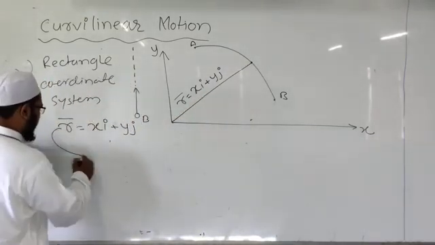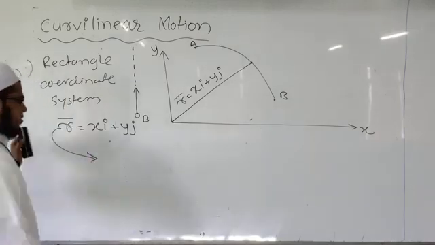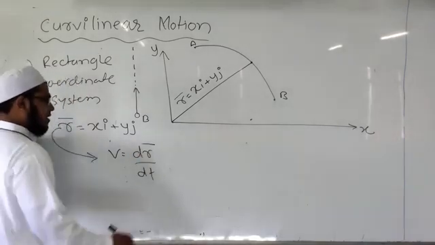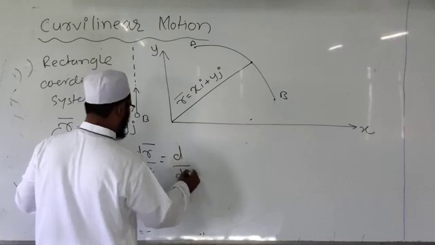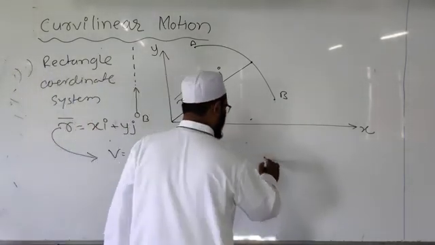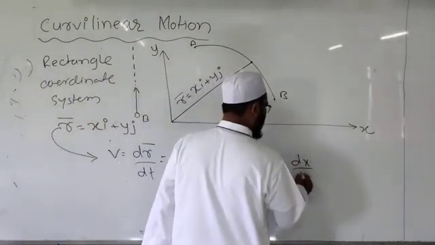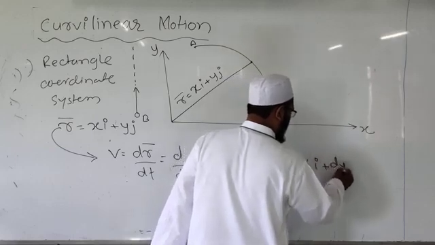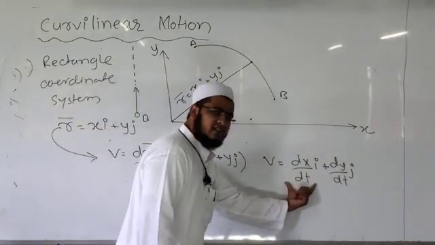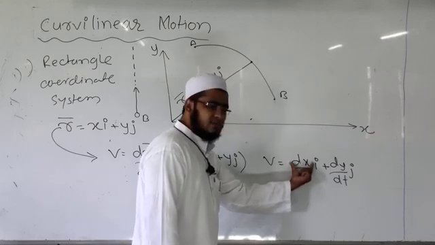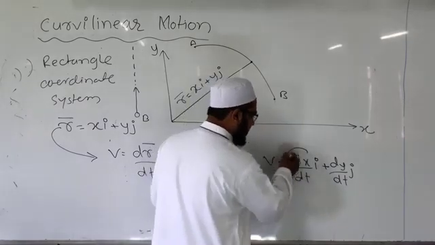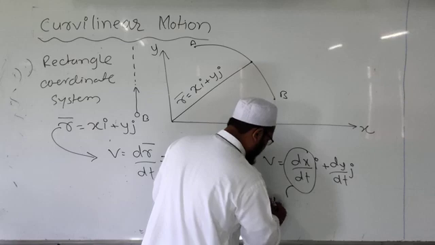If I need to find the velocity with the help of this vector, then velocity equals the rate of change of position, dr by dt. I will put here the value of r: d by dt of x i plus y j. Therefore, velocity v equals dx by dt i plus dy by dt j. What is this dx by dt? dx is horizontal displacement. This dx by dt is the horizontal component of the velocity.